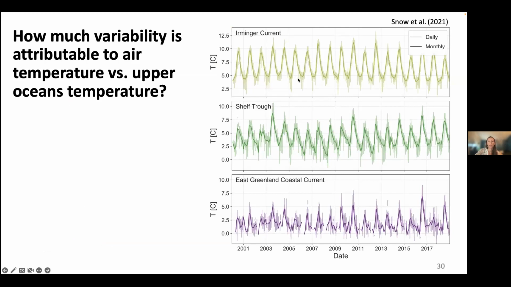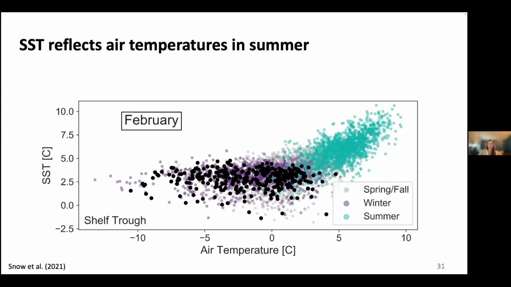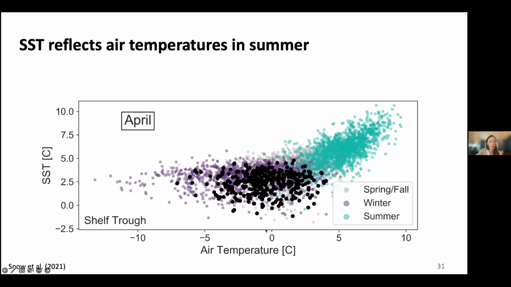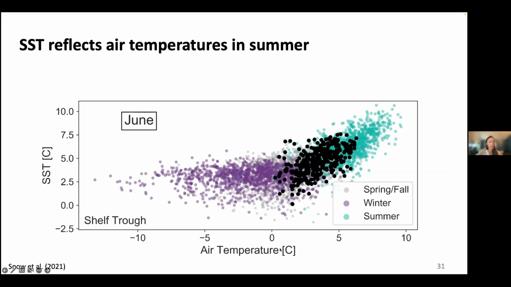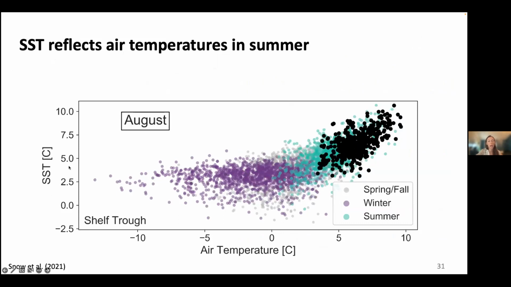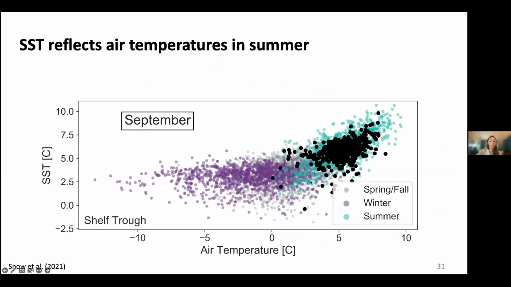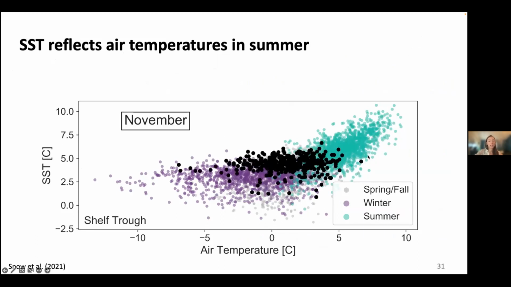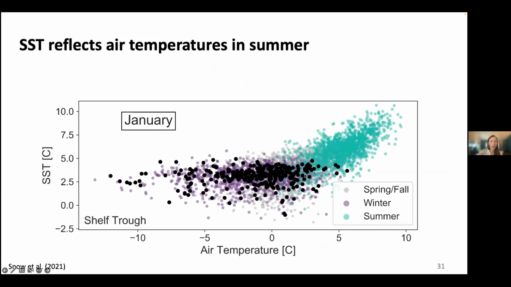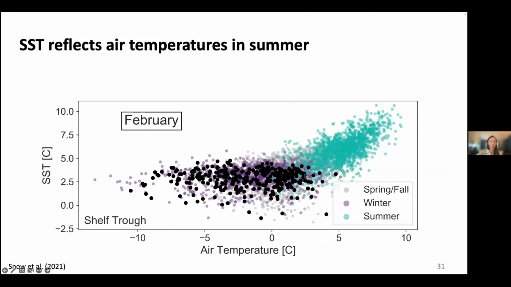The shaded colors are daily measurements, and the monthly measurements are the thicker line there. And we're interested in understanding how much of the variability is attributable to air temperatures versus upper ocean temperatures. And so first we do a comparison with air temperatures. So to give you reference on this figure, this is air temperature increasing to the right along the x-axis and sea surface temperature on the y. Wintertime measurements are in purple, and summer are in teal, spring and fall are in gray.